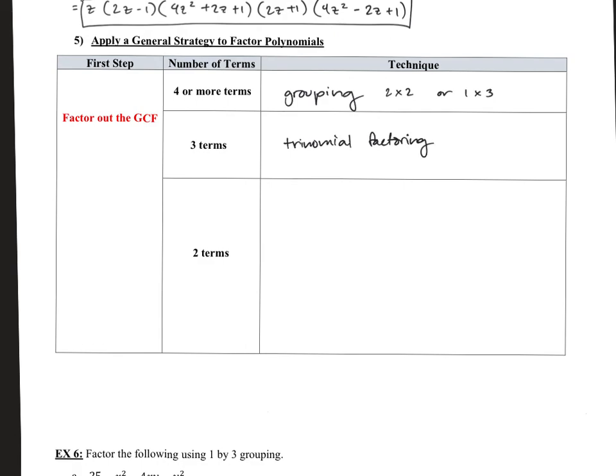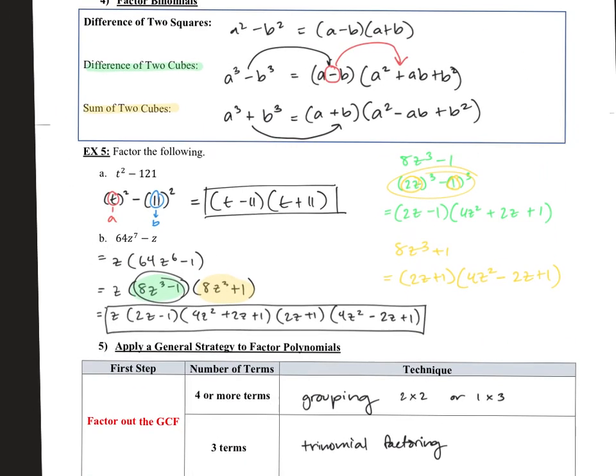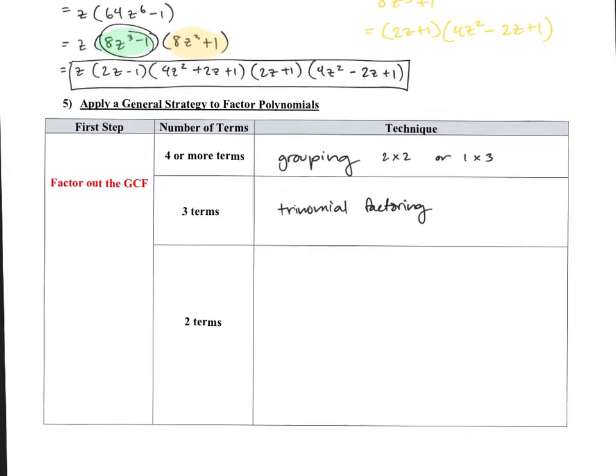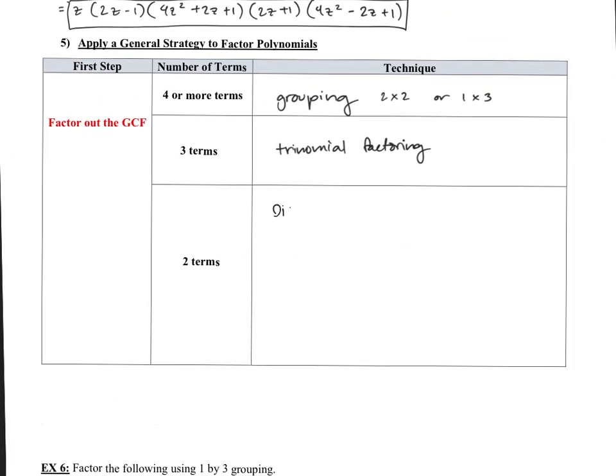And lastly, if you had 2 terms, we're going to use one of the above, which would be difference of cubes, difference of squares, or sum of cubes. Okay, right there is your battle plan. First, factor, then see how many terms you have, and then finally, apply one of the factoring techniques. If none of the factoring techniques works, then you can say it is prime, unfactorable.